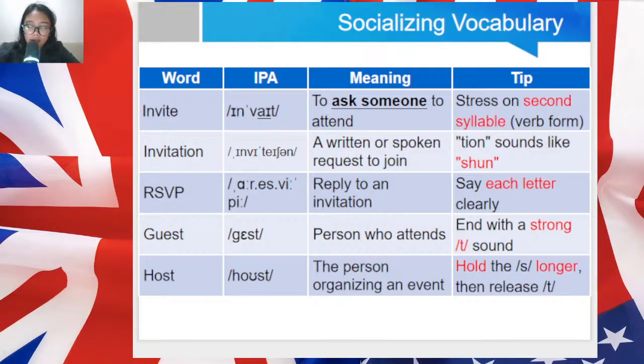Okay. Next is guest. Before that, the tip here in RSVP is we say each letter clearly. That's just how we say it. Say each letter clearly. All right. Next, and the fourth one is guest.